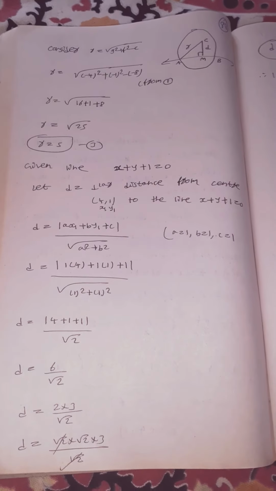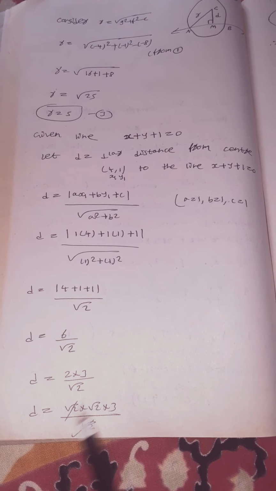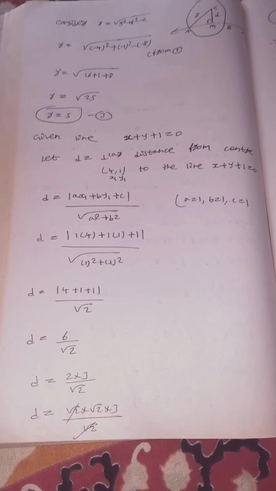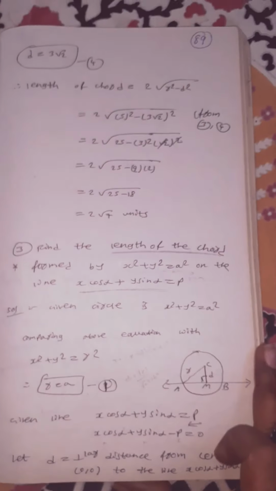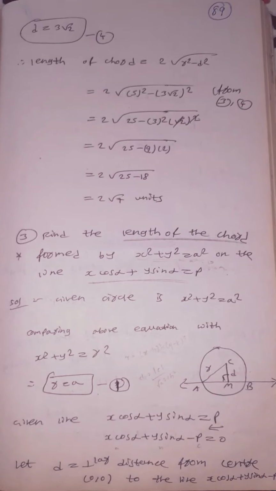6 can be written as 2 into 3, children. Again 2 can be written as root 2 into root 2. One root 2 and one root 2 get cancelled. So 2 into root 3 is nothing but 3 root 2. D value, how much did we get, children? 3 root 2. So the length of chord formula is 2 into under root r square minus d square, children.